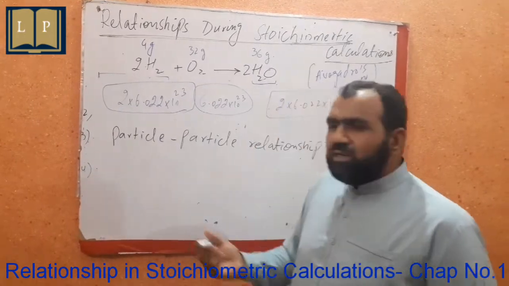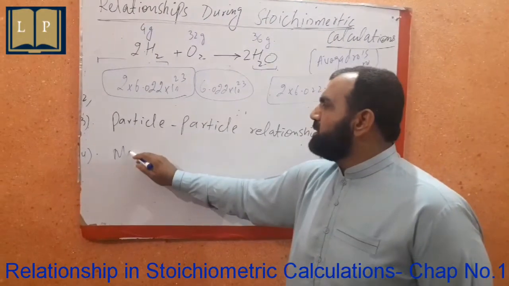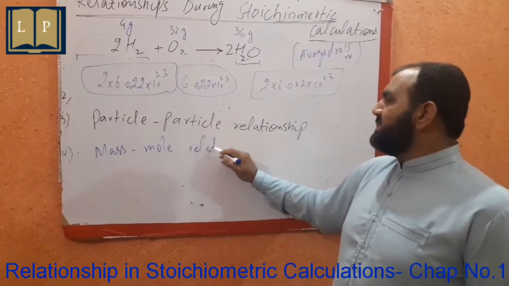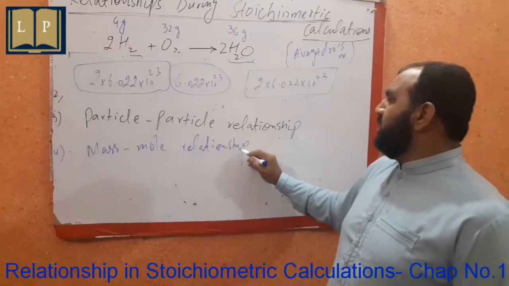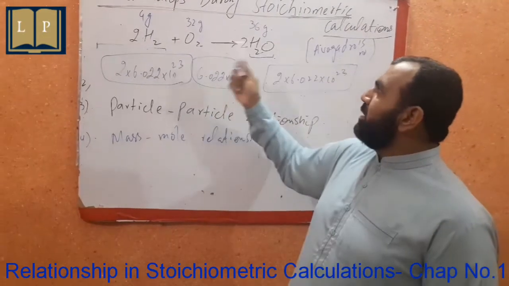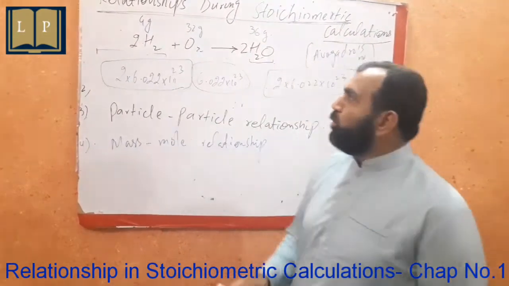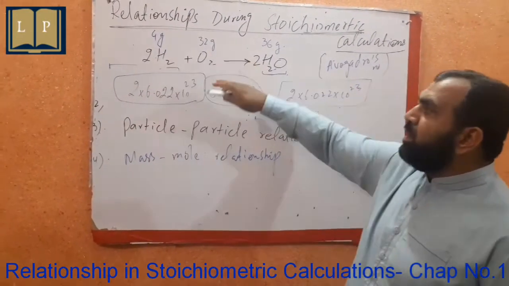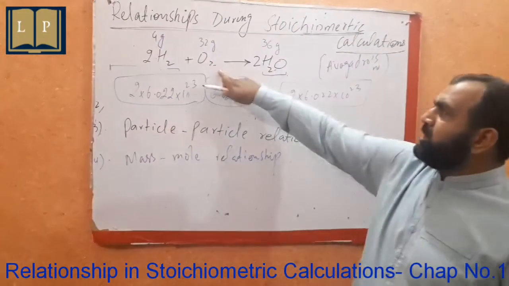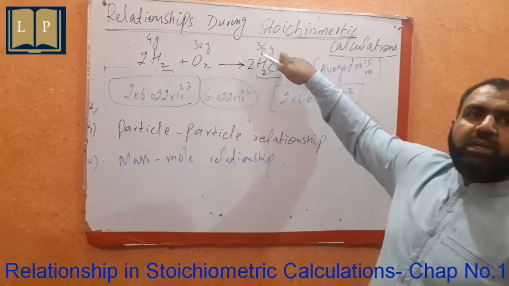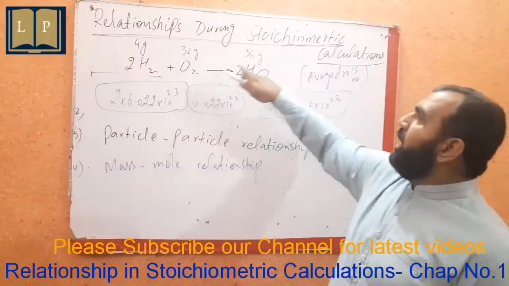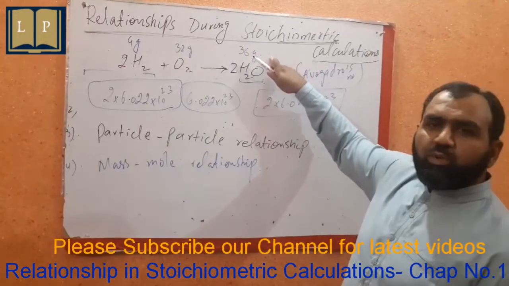Fourthly, one common discussion that may happen sometimes is the mass-mole relationship. Mass-mole relationship means we are discussing one of the species, either reactant or product, in mass quantity, and the second quantity, either reactant or product, in molar quantity. Looking at this equation, it can be stated in a mass-mole relationship like this: 2 moles of hydrogen react with 1 mole of oxygen to produce 36 grams of water. This means reactants are discussed in molar quantities and the product in mass quantities.